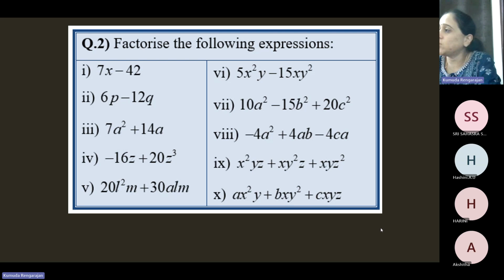7x minus 42. How many terms in that expression? Two terms. So what is the HCF of these two terms? 7 and 42, what's the HCF? 7 is the HCF. X is not there in 42, so x will not happen. So the HCF of 7x and 42 is 7. So take out 7. Then in the bracket, x minus what? X minus 6.